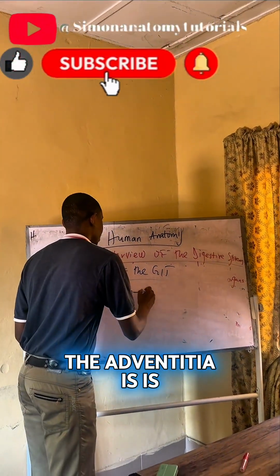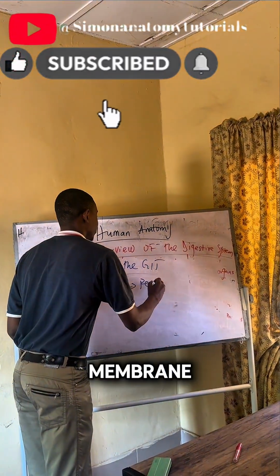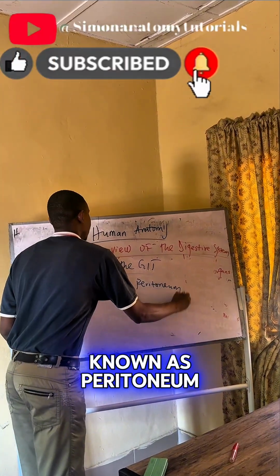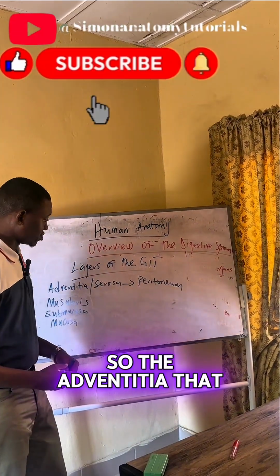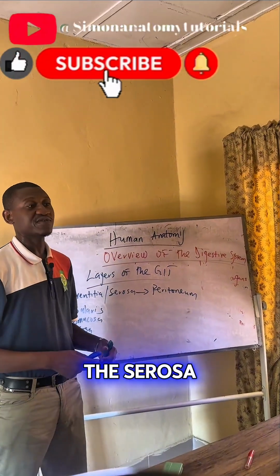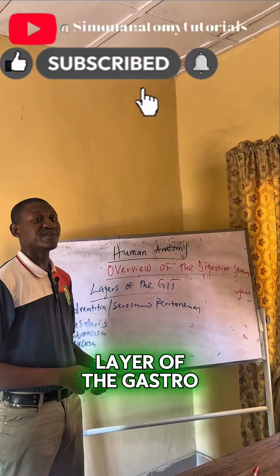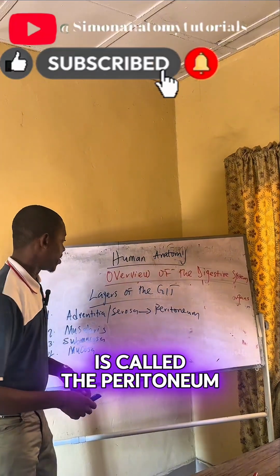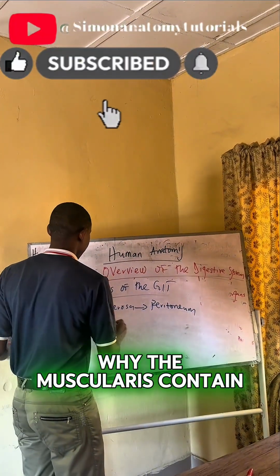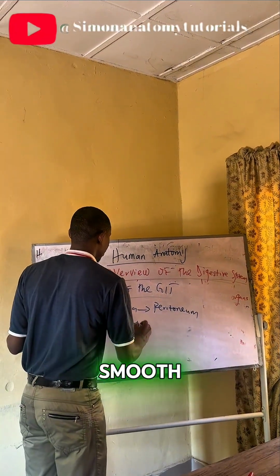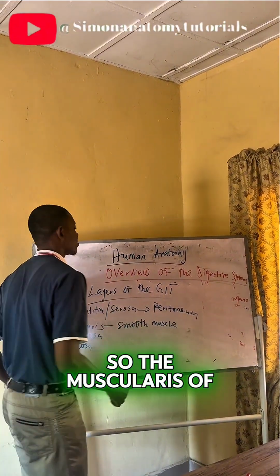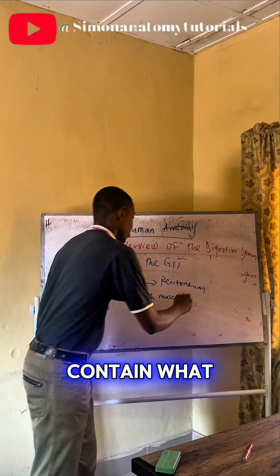Now, I want you to know that the adventitia is a layer of serous membrane known as peritoneum. So the adventitia or the serosa that forms the outer layer of the gastrointestinal tract is called the what? Is called the peritoneum. While the muscularis contains what? Smooth muscle fibers.